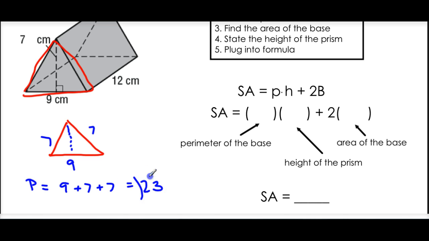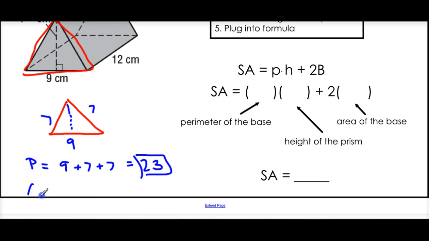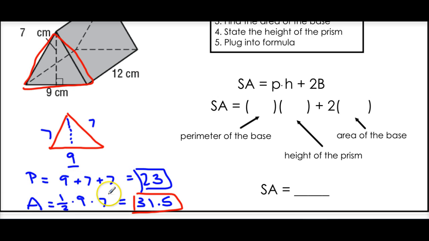That is our P. The second part is to find the area. If you might remember your formula, it is 1/2 the base, the bottom, times the height. So we put this in the calculator and we get 31.5. So we got our perimeter of the base, and we got the area of the base. If you're wondering where you get these formulas from, they're from lesson 9.1. Go look them up.